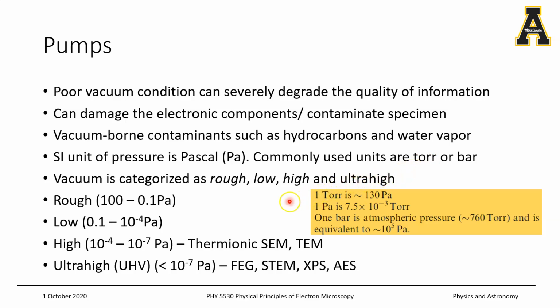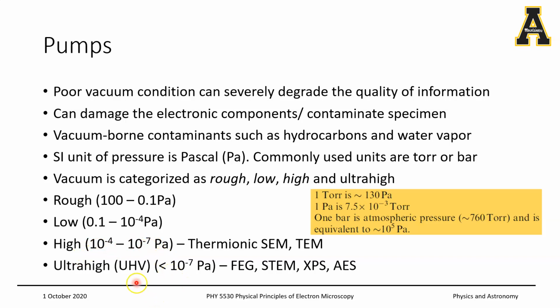You can broadly categorize vacuum as rough vacuum, low vacuum, high or ultra high vacuum, and they are categorized by the pressure ranges mentioned here. So a rough vacuum would give you anywhere between 100 to 0.1 Pascal. Low vacuum is 0.1 to 10 to the negative 4. And then you enter the regime of high and ultra high vacuum with the respective ranges over here.